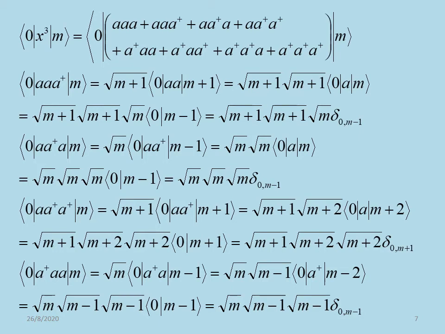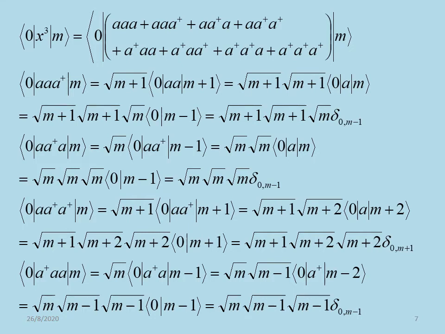Similarly, if you do it for 0, A dagger A M, it becomes square root of M, square root of M, square root of M, delta of 0, M minus 1. So here when M is equal to 1, this has a value. Next is 0, A dagger acting on M, it becomes square root of M plus 1, square root of M plus 2, square root of M plus 2, delta of 0, M plus 1. So this term becomes 1 when M plus 1 is equal to 0. That means M is equal to minus 1, that is not possible, so this term is equal to 0.